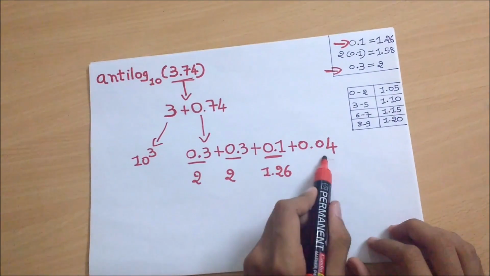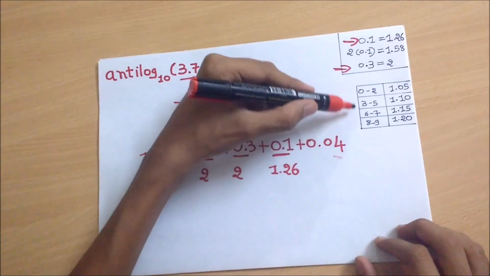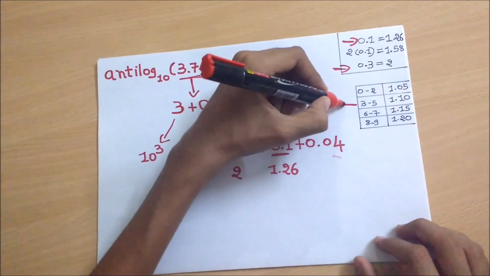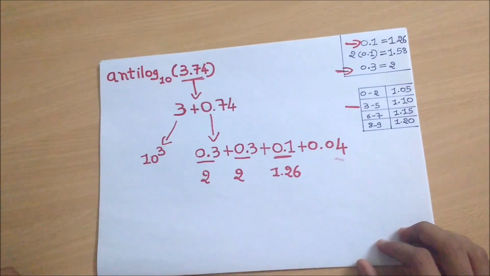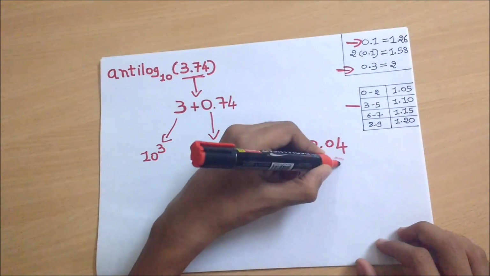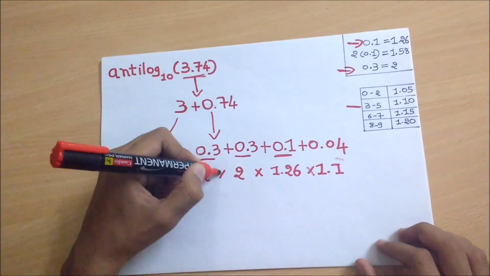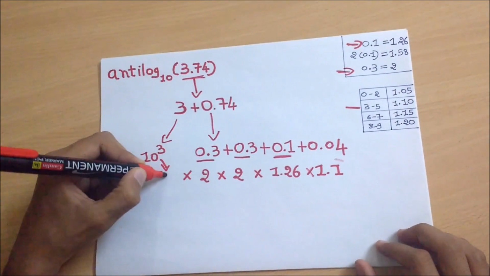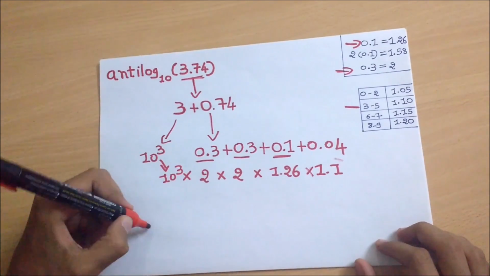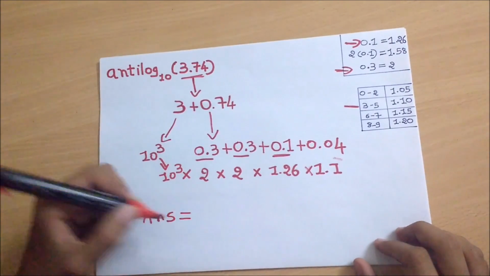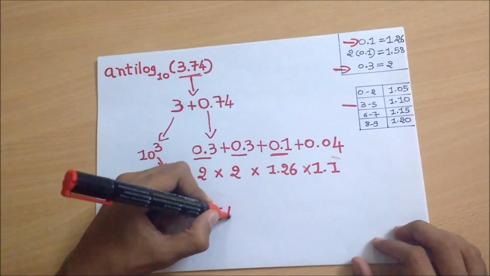Now we will check the range in which integer 4 lies in the table and replace it with the corresponding value. Now we will multiply all these numbers and get the answer. The answer is 5.544 into 10 raised to 3.